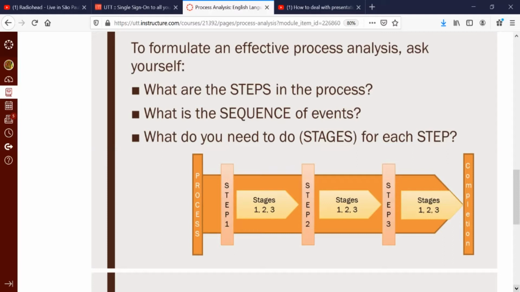Then in these steps, what is the sequence or stages? So what do you need to do in sequential order in each step to achieve that step, right? So if we go back to the shoe analogy or the shoe example, putting on your shoe is the process. Step 1 is putting on your socks.